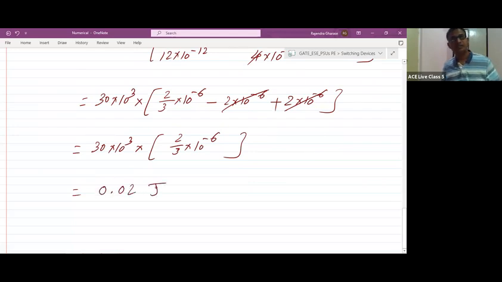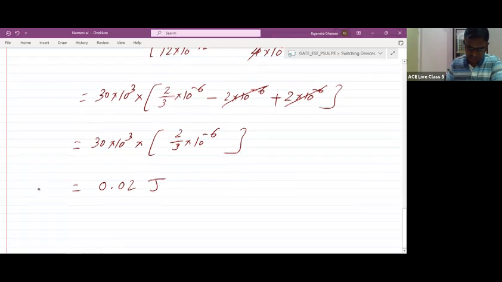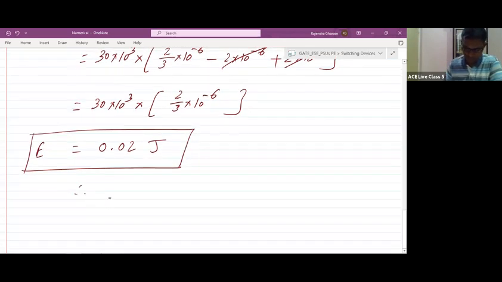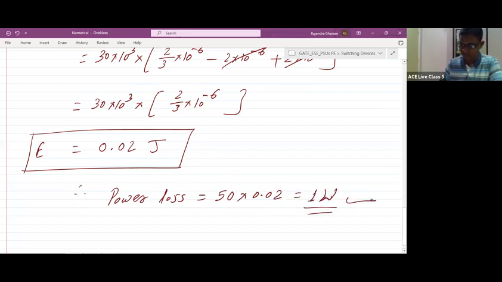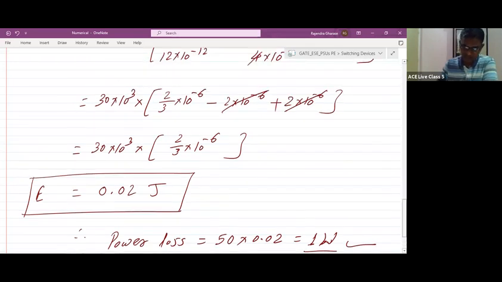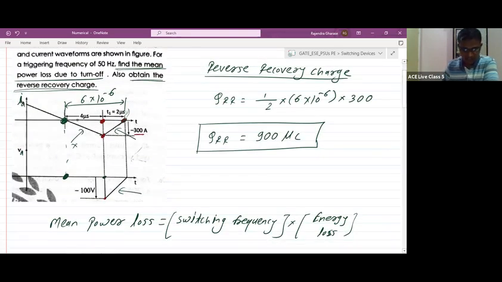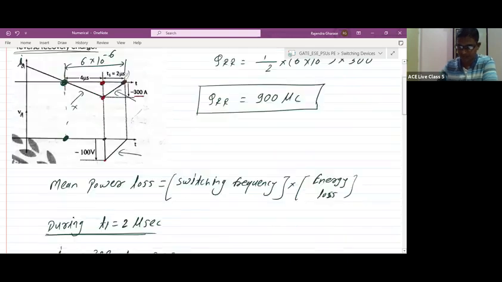Now, what about the power loss? This is energy loss. So therefore, power loss is switching frequency 50 hertz into 0.02. So it is equal to 1 watt, right? It's equal to 1 watt. Is this clear? Correct? So here, the thing is, the power loss corresponding to this interval, 4 microseconds, that will be 0. Okay. So in this way, we can find.